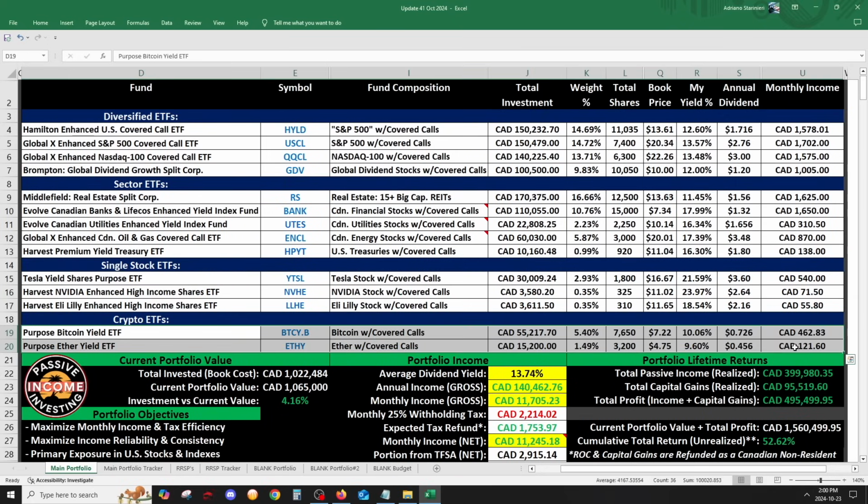And then there's the crypto ones, where the Ethereum one is definitely the worst performer in my portfolio. You see here a 475 book cost. Right now it's like a 325. So it's been a nightmare, this one. But hey, at least I'm still making $120 a month on it. Bitcoin's been doing much, much better compared to Ethereum. I'm actually up on it a little bit. So that is the portfolio, guys.